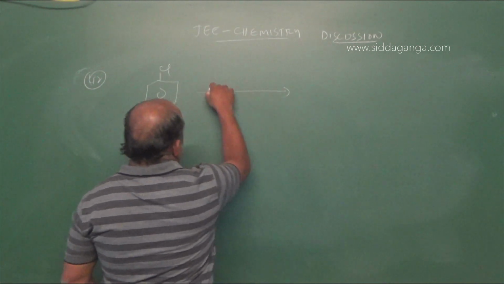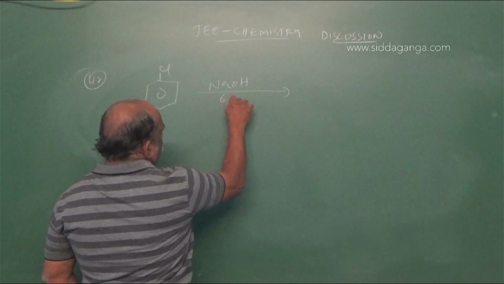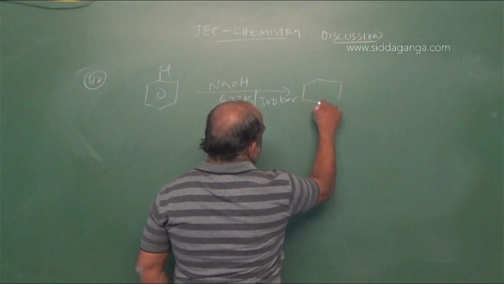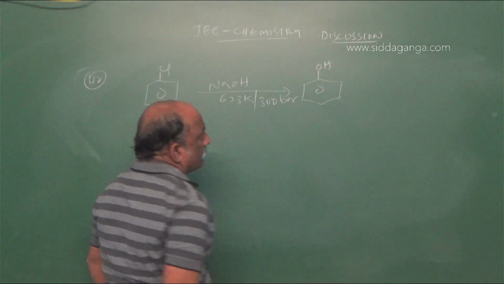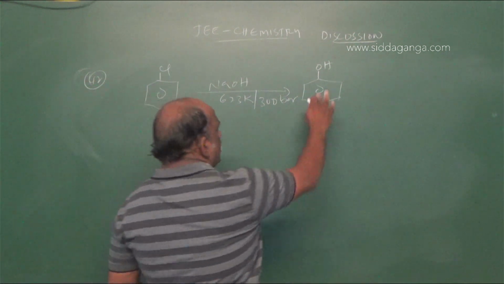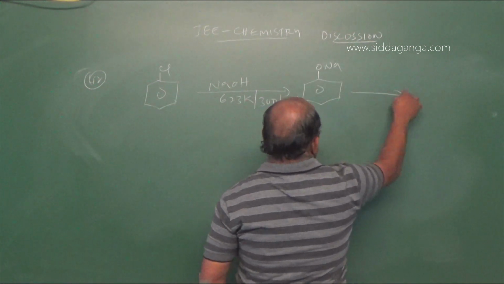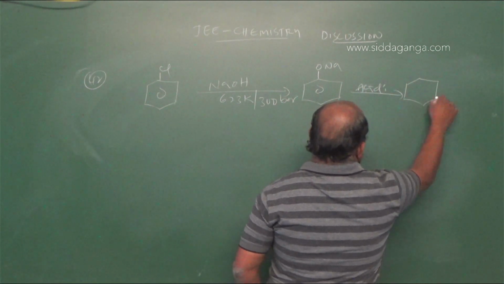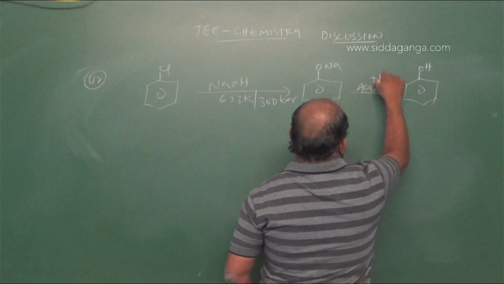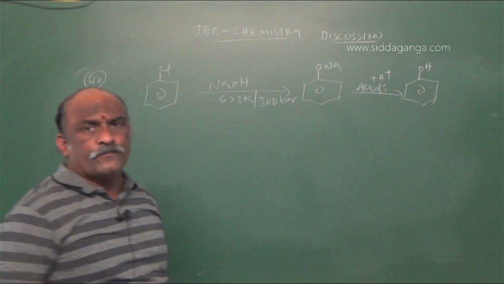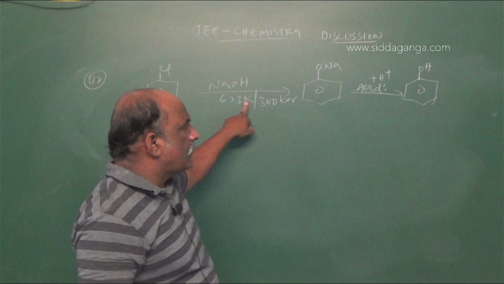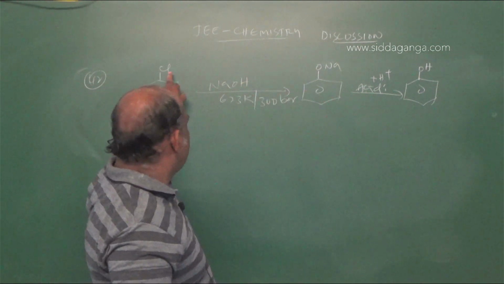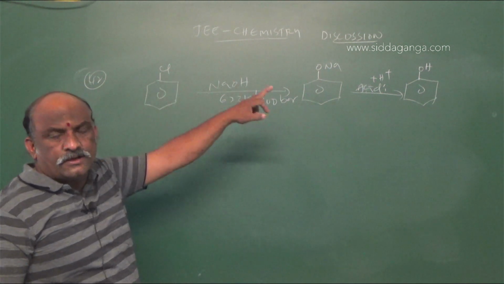Here we know NaOH, 623 Kelvin temperature, 300 bar pressure. What will we get? We will get phenol. Actually here we get an intermediate, and next is acidification. After acidification we get phenol. Drastic conditions: 623 Kelvin temperature, 300 bar pressure. So chlorine is replaced by OH. You remove chlorine and substitute OH.